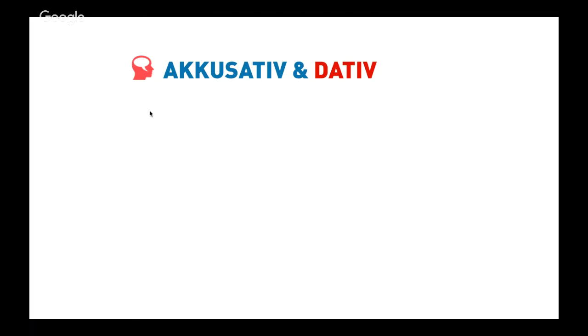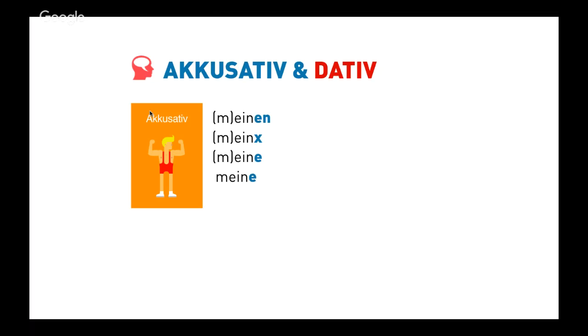As I've mentioned, if you have objects, you have to deal with cases. And the most important cases next to the nominative, which we don't talk about today, are accusative and dative. Now the question is, what are these actually? And it's simpler than you may think. Accusative and dative are actually nothing else but an agglomeration, a group of endings.